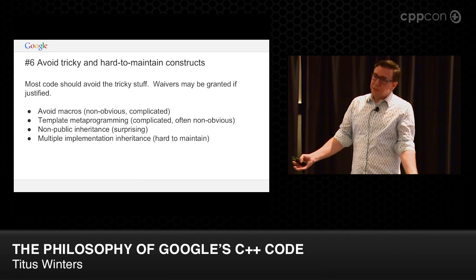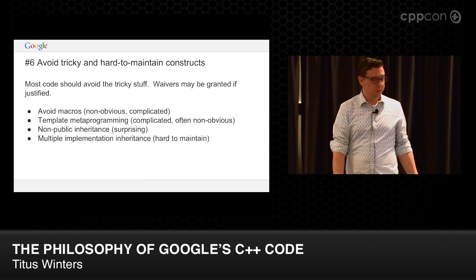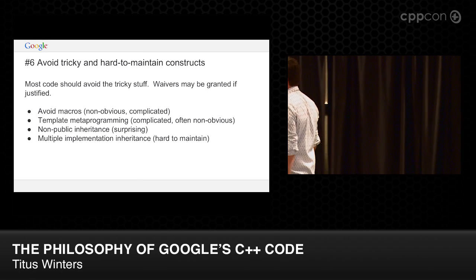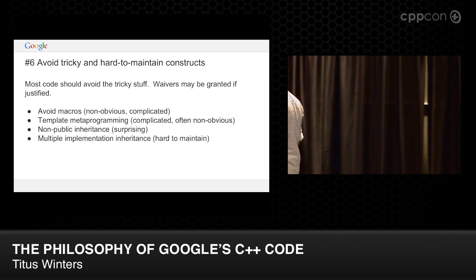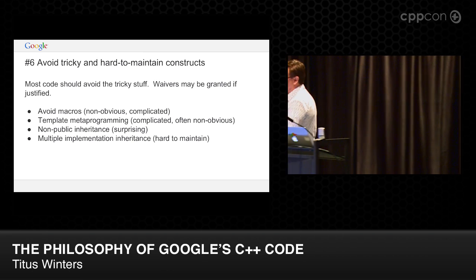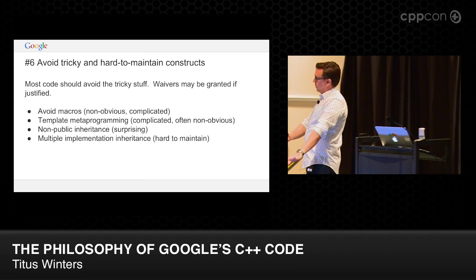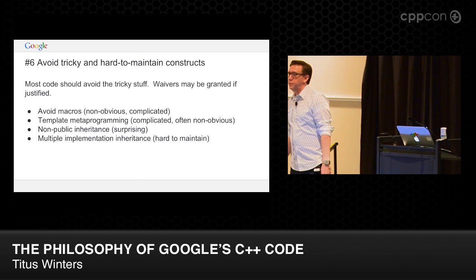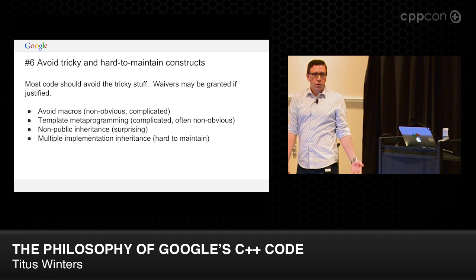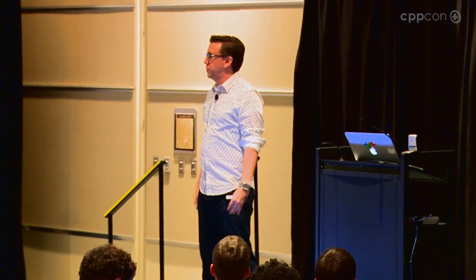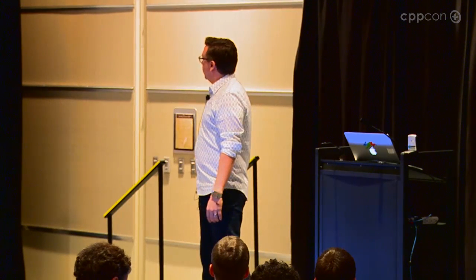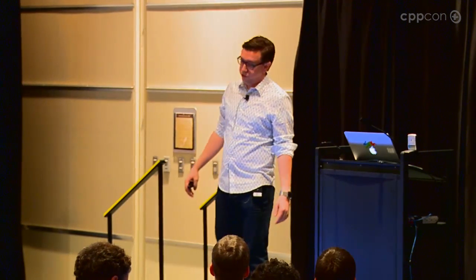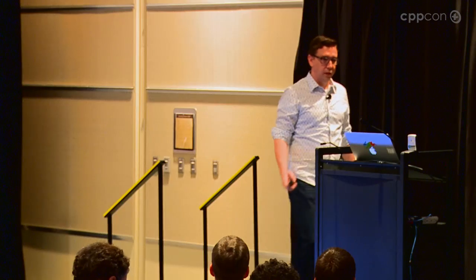Otherwise, write simple code. Right? Things that fall in this category are the obvious ones that everyone complains about: macros, template metaprogramming. In our case, we are very leery of non-public inheritance because, let's face it, most non-experts don't have a great grasp of that. And multiple implementation inheritance is hard to maintain. It's similarly hard to reason about.